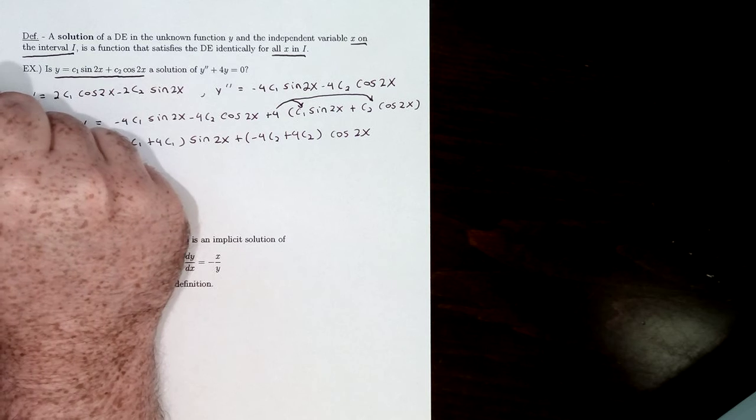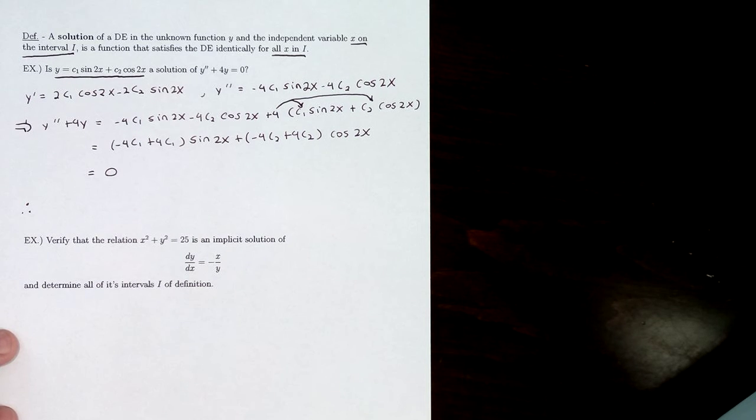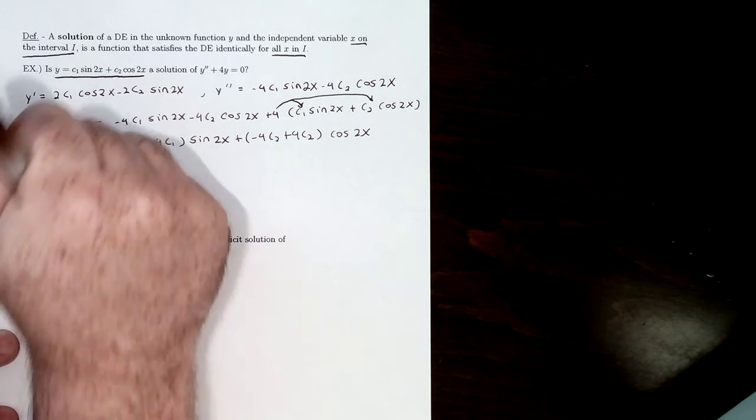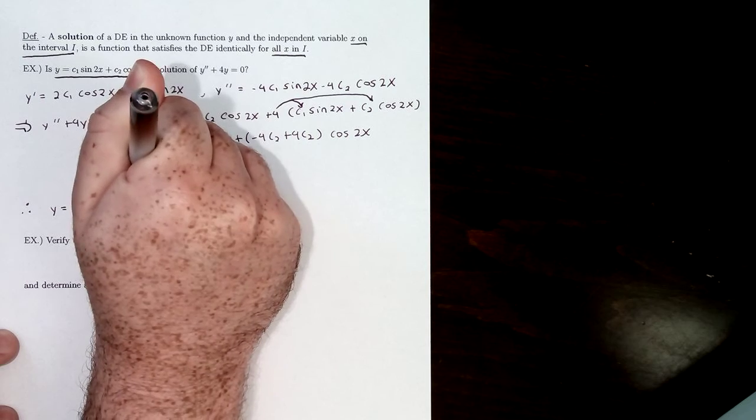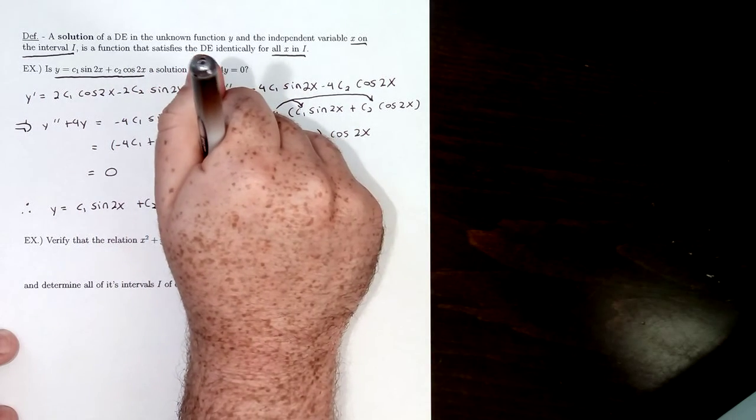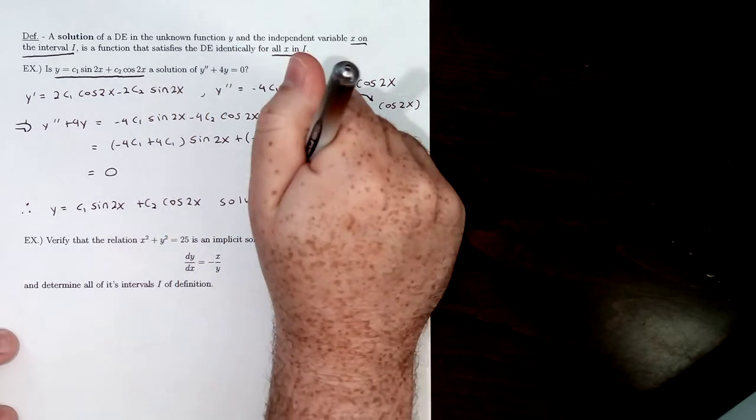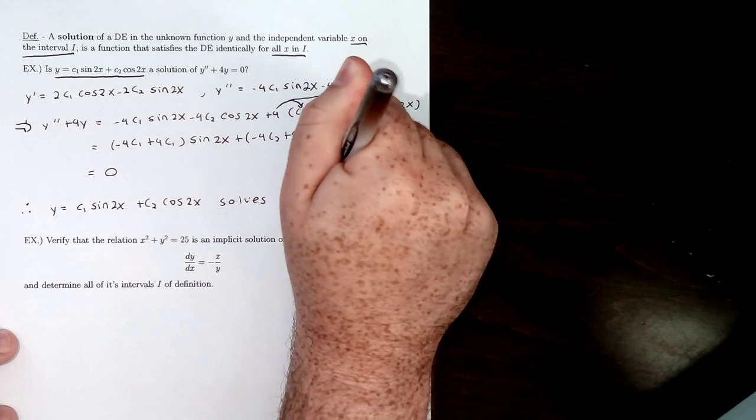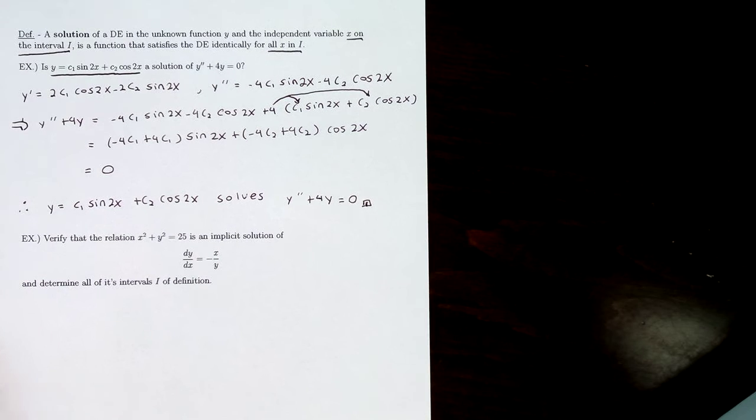And now what we can conclude from this is that y equals c1 sine 2x plus c2 cosine 2x is indeed a solution to the differential equation y double prime plus 4y equals 0. So y equals c1 sine 2x plus c2 cosine 2x solves y double prime plus 4y equals 0. And that is our solution for this stage of the game.